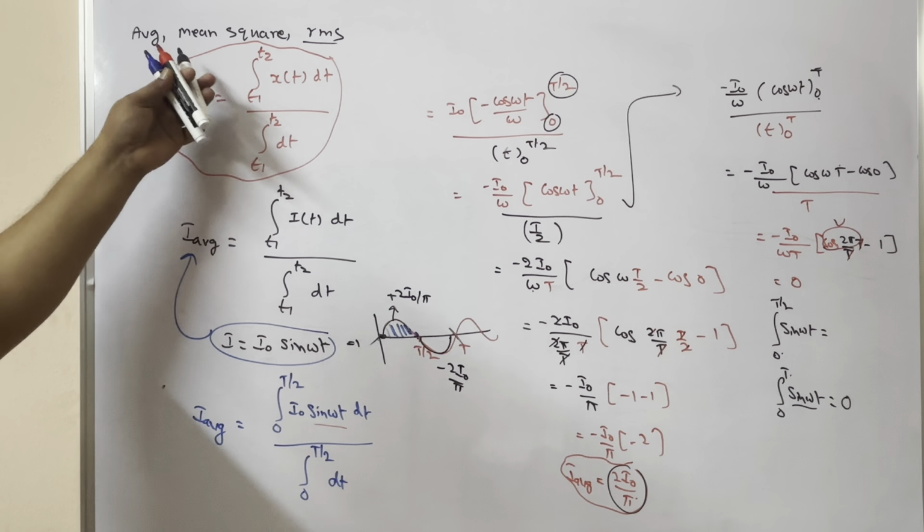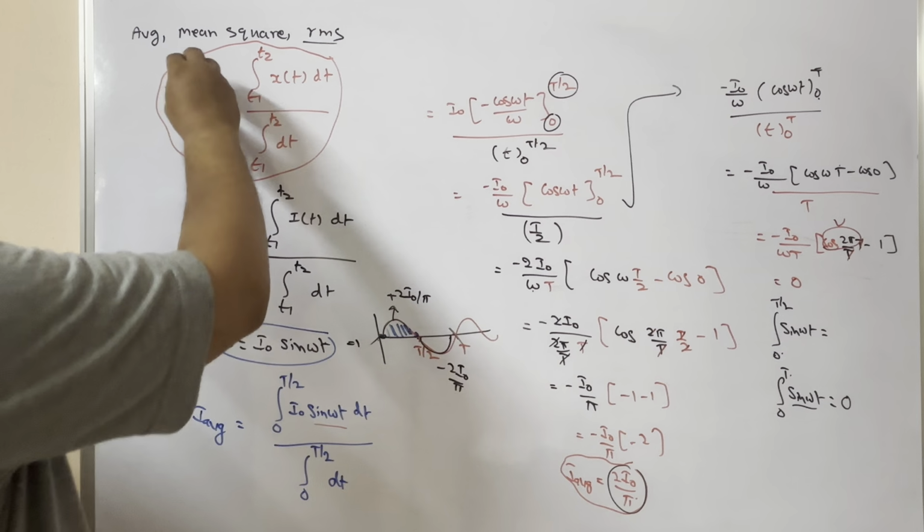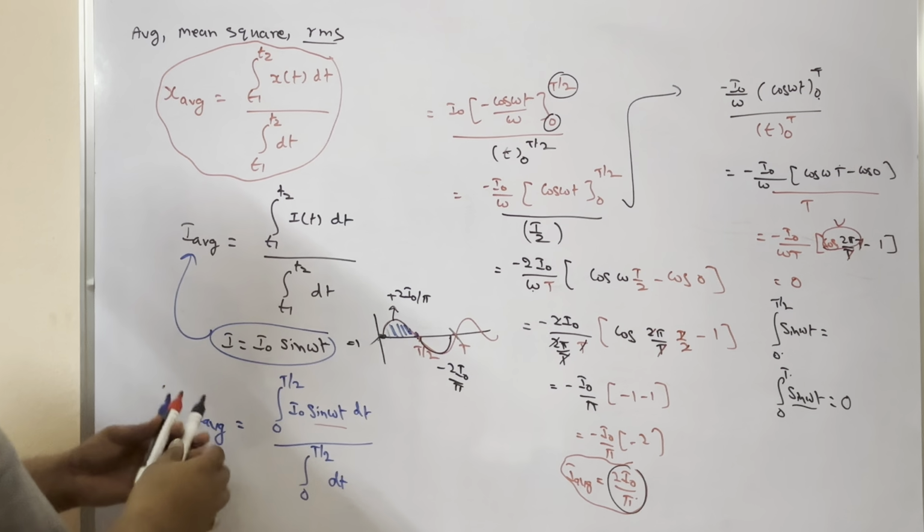Now, what is the mean square value? Mean square, as the name itself says: this average we will square on both sides.